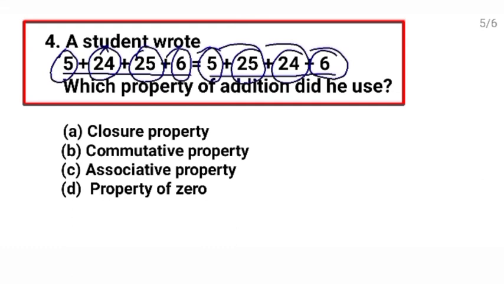What is the change on both the sides? On both the sides there is just a difference in the order of the numbers. It means they have added the numbers in a different order. Which property is this? When we add two or more numbers and we change their order, we get the same answer. This is the commutative property. So option B is correct.